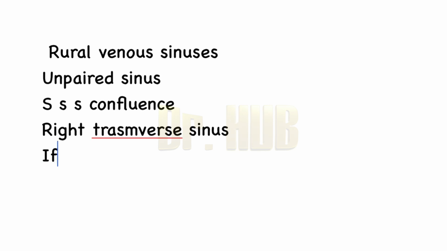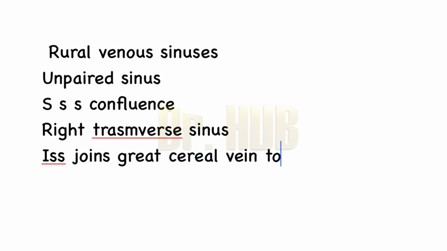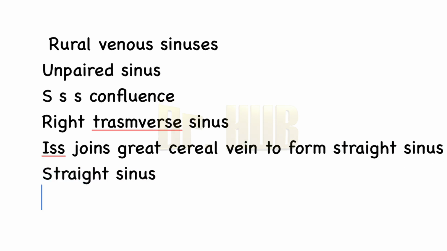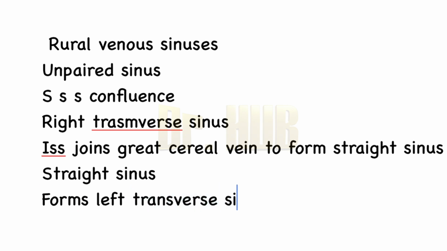Next is the inferior sagittal sinus, ISS. It joins the great cerebral vein to form the straight sinus. Then comes the straight sinus. What is the use of the straight sinus? It forms the left transverse sinus.